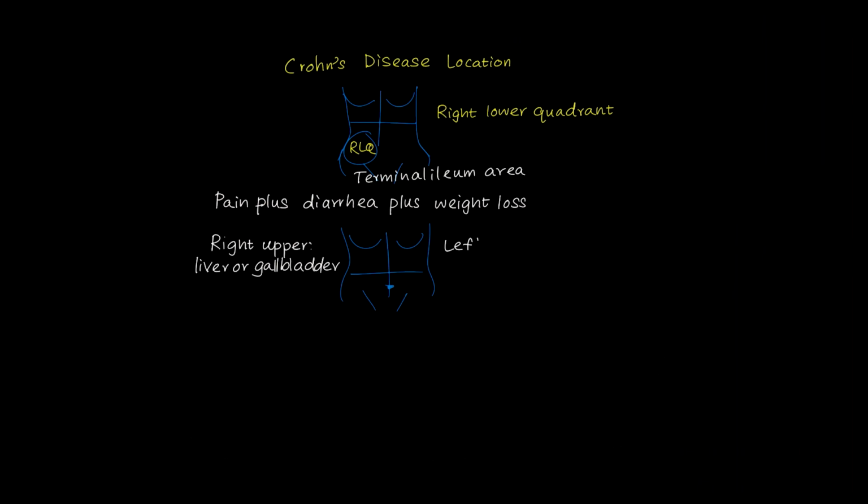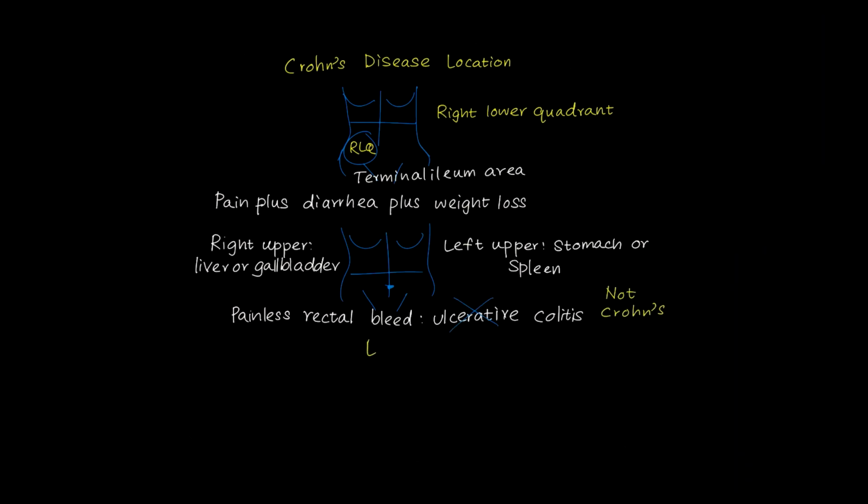Painless, bright red rectal bleeding fits ulcerative colitis or hemorrhoids, not Crohn's. Right upper quadrant pain with nausea points to gallbladder or liver problems. Left upper quadrant pain with vomiting suggests stomach or spleen issues. When you see right lower quadrant, plus diarrhea, plus weight loss, think Crohn's. The location and the symptom cluster work together.